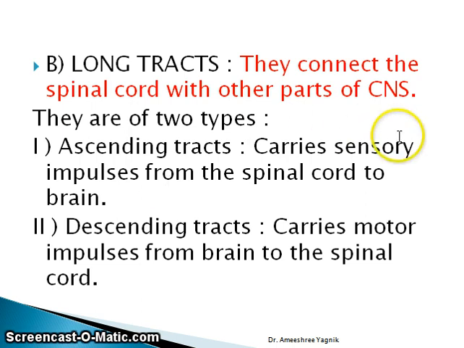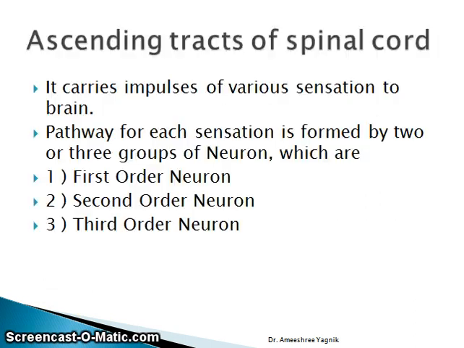Long tracts connect the spinal cord with other parts of the CNS. They are of two types. Ascending tracts carry sensory impulses from the spinal cord to the brain, and descending tracts carry motor impulses from the brain to the spinal cord. Now, ascending tracts of the spinal cord carry impulses of various sensations to the brain. The pathway for each sensation is formed by 2 or 3 groups of neurons, which are first order neuron, second order neuron and third order neuron.